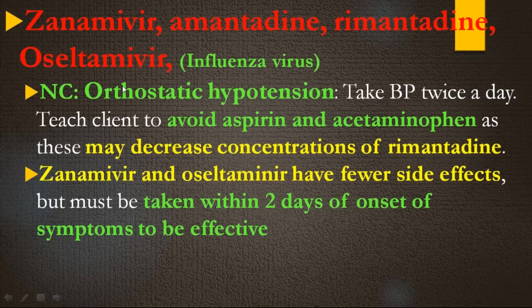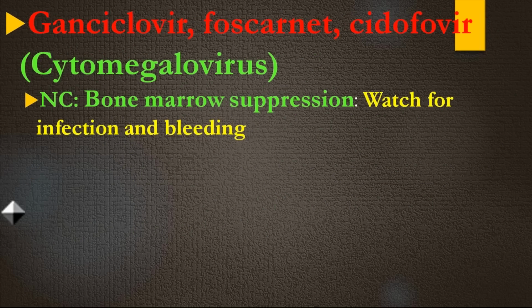Oseltamivir is part of the SAROs, C-A-R-O, that is used for influenza virus. Okay, so what is SARO? I want you to remember, it can be taken within 2 days of the onset of symptoms. It can be taken up to 2 days of the onset of the symptoms to be effective. More than that, this medication is not going to affect. So it's not going to cure. There is no antiviral that cures a viral infection. What it is going to do is decrease the time of the process.